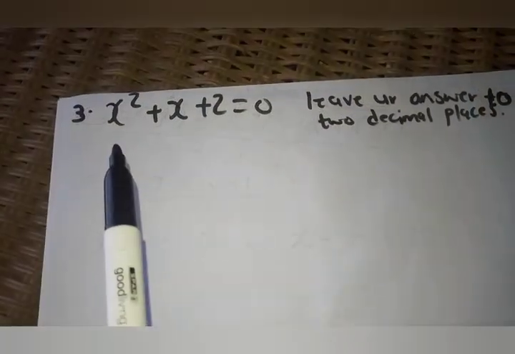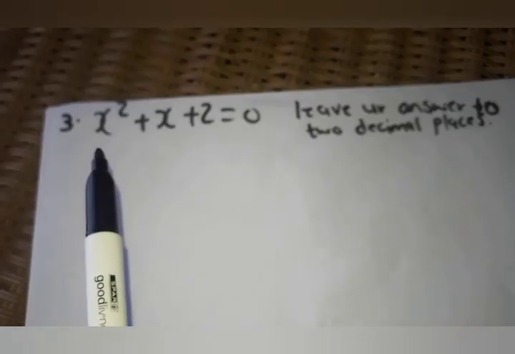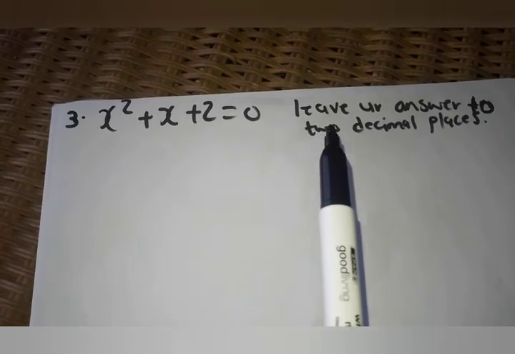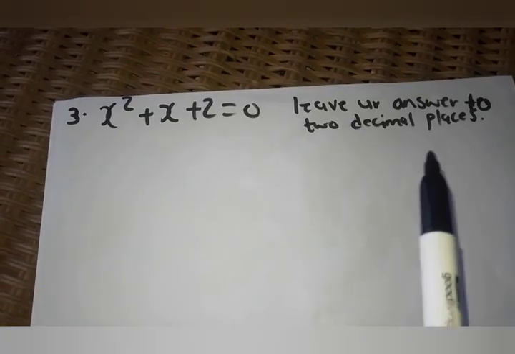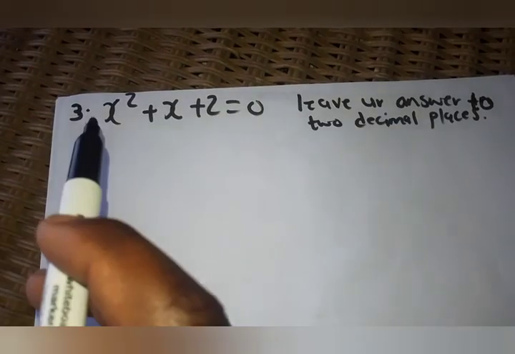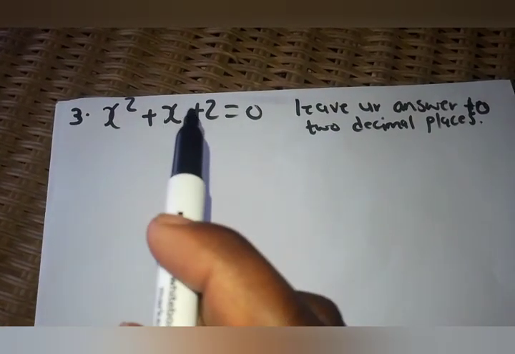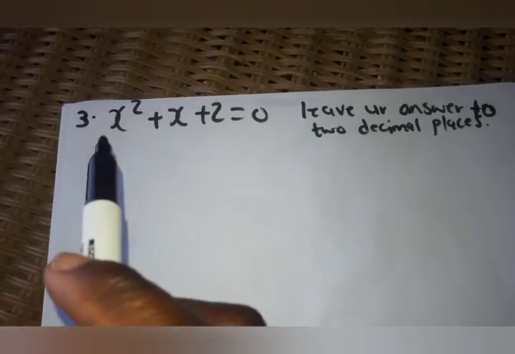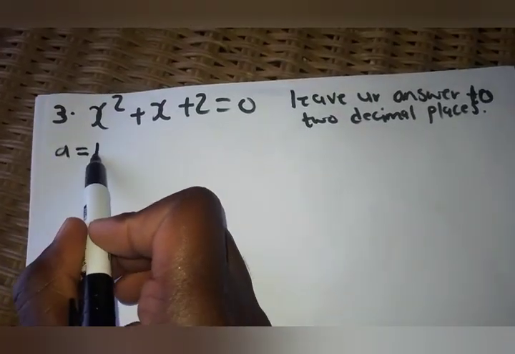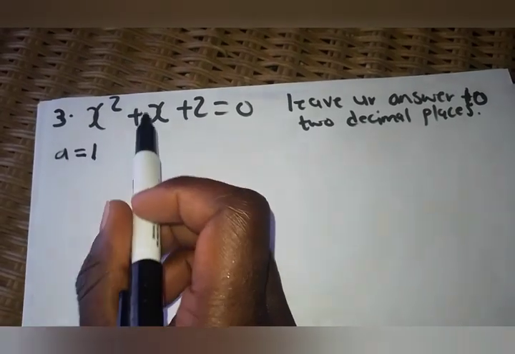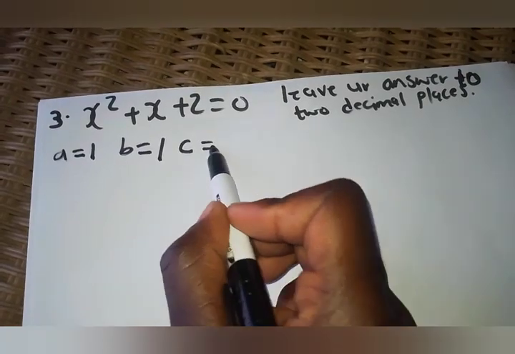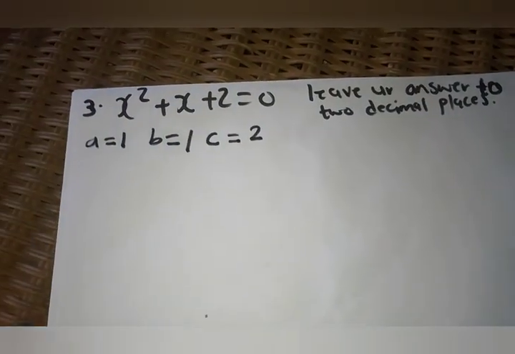Now we have x squared plus x plus 2 equal to 0. So when you see that statement, you must do what? You must use the quadratic formula. Yes. So now let us take out our coefficients. Remember, we do that first before you can do something else. So we have a as what? The coefficient of x squared, which is 1. We have b as the coefficient of x, which is 1. We have c, which is 2.